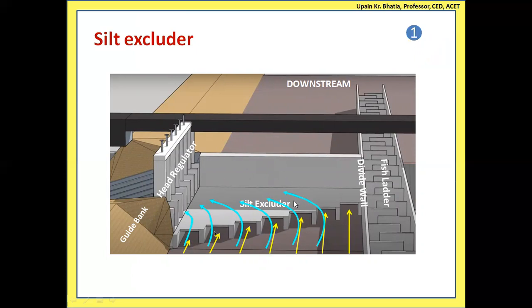Upper layers which are sediment free find their way towards this head regulator and get diverted into this canal. So once this water has entered into the canal, it will flow in the canal under gravity. And if some silt is there in suspension in this water, that will manage to enter into this off-taking channel through this head regulator. And this forms the necessity of providing the second type of device, that is called silt ejector or silt extractor.